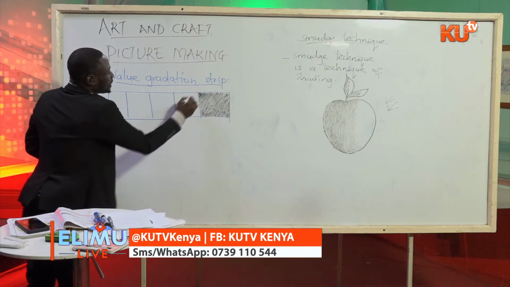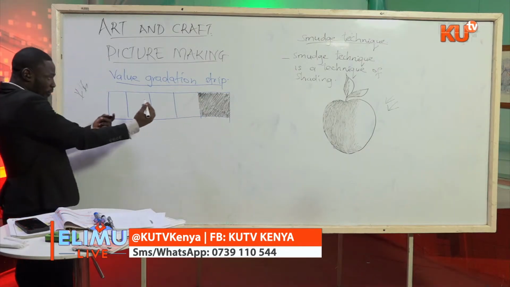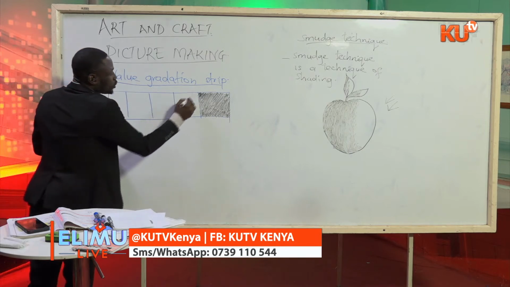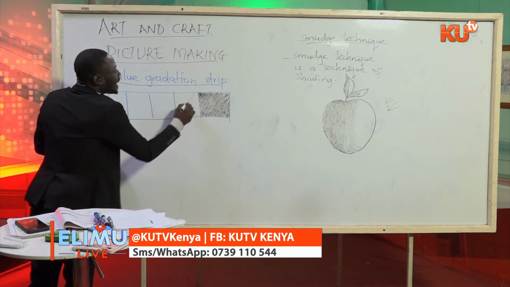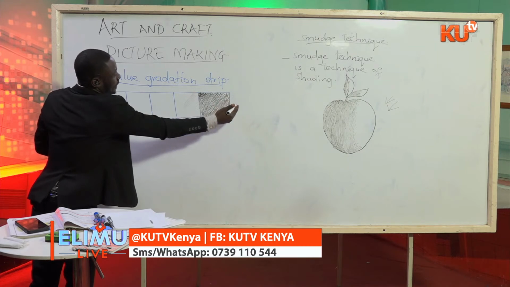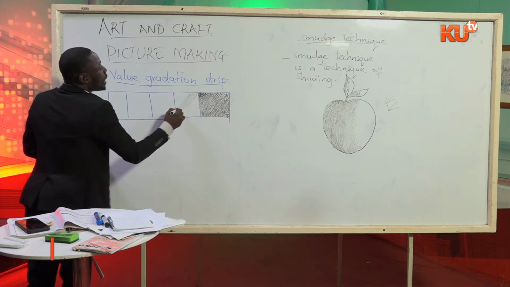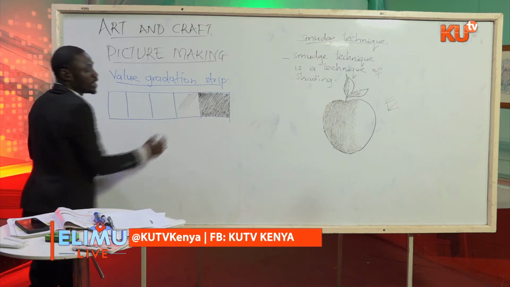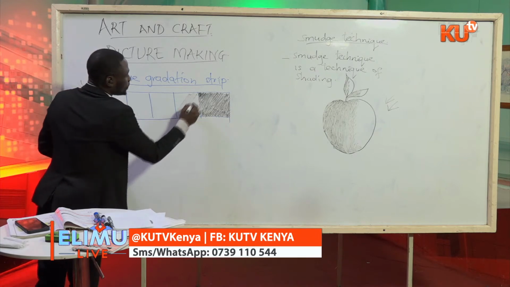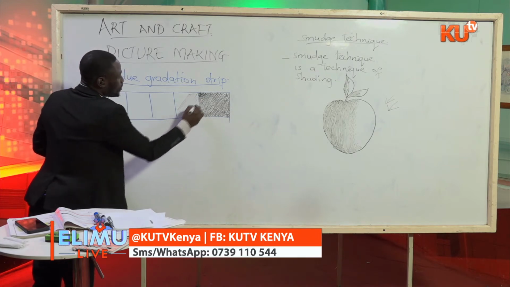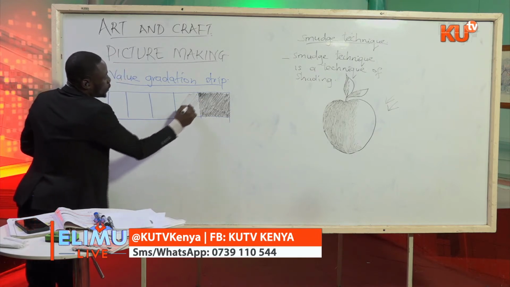And this part, because we are moving towards the light, will be darker. Remember, this side is darkest, this side will be darker. And like I said, we are using the smudge technique. Smudge technique is a technique of shading. So this part is going to appear, we are shading.